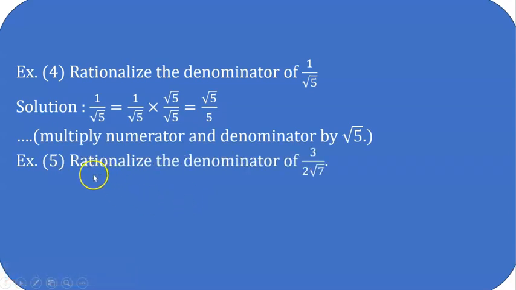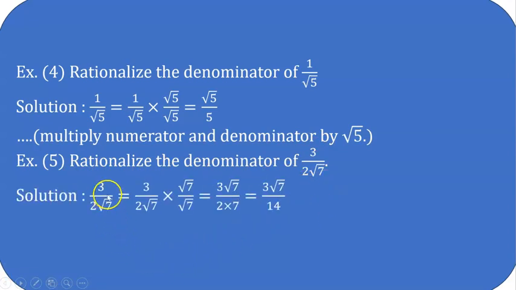Next, rationalize the denominator of 3 upon 2 root 7. In the denominator we have the irrational number root 7, and hence we multiply the numerator and the denominator by root of 7. Root 7 into root 7 is 7, so 2 into 7 is 14 in the denominator. In the numerator, 3 into root 7 gives 3 root 7. Hence the denominator is rationalized.